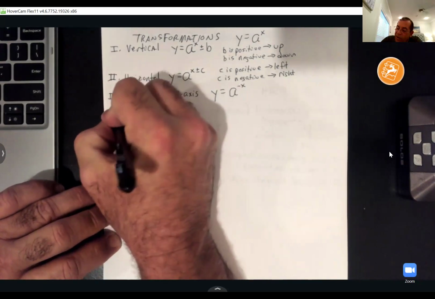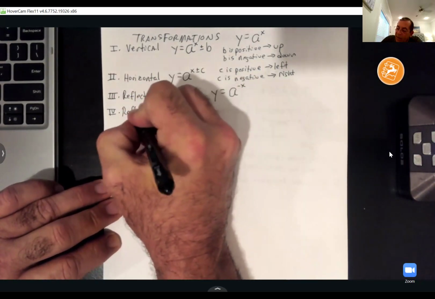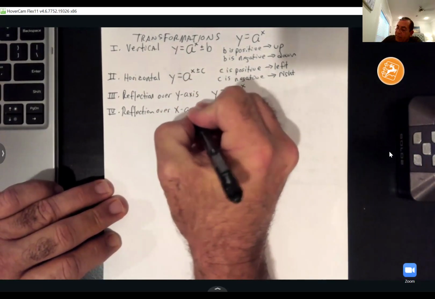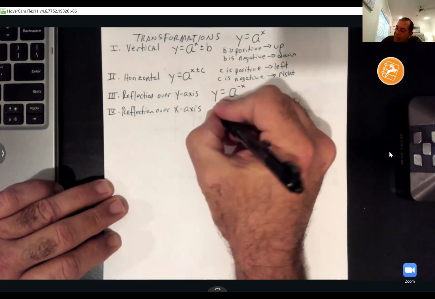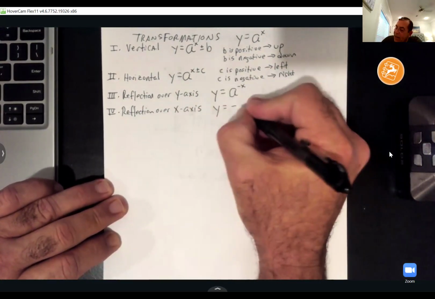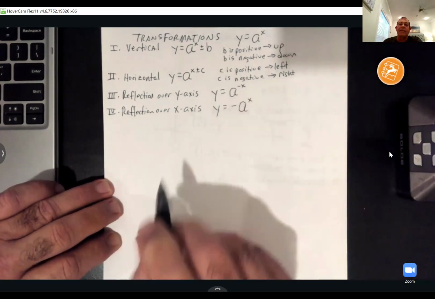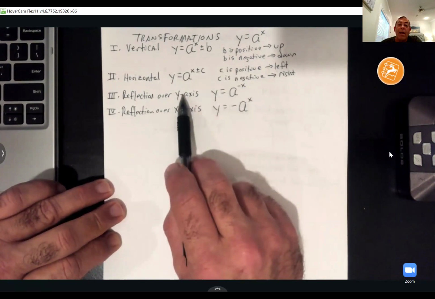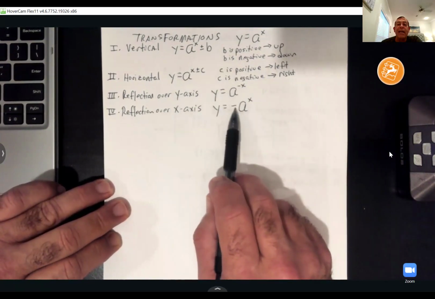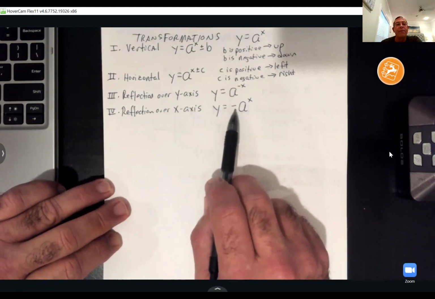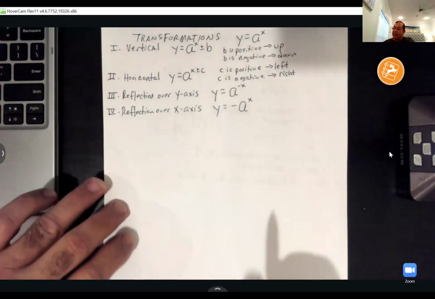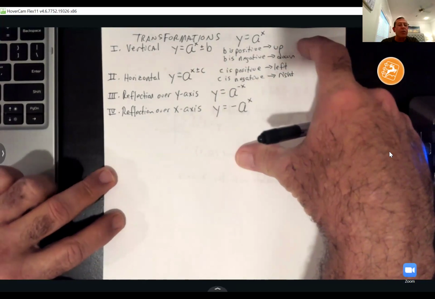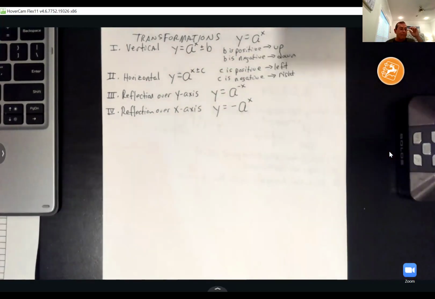And y'all, this last one is still the same. Reflection over the x-axis. So that'll still be the same. It'll be y equals negative a to the x. So if we change the sign of the exponent, we reflect over the y-axis. If we change the sign of the function, it'll reflect it over the x-axis. So y'all, keep this handy because we're about to do their examples, okay?